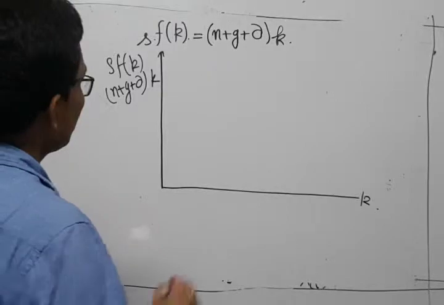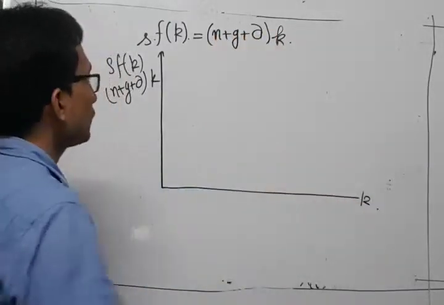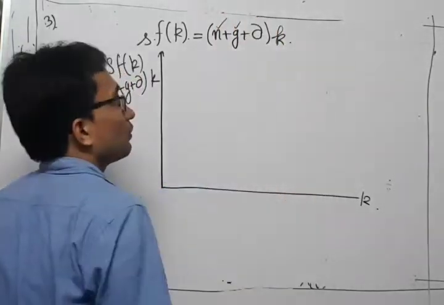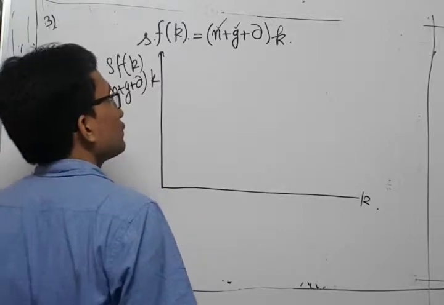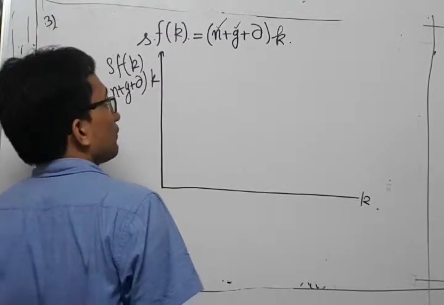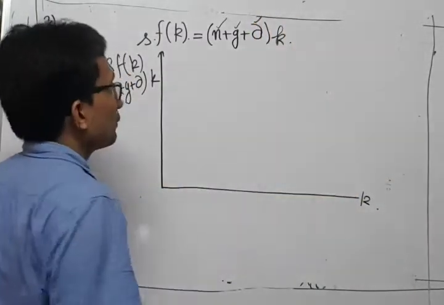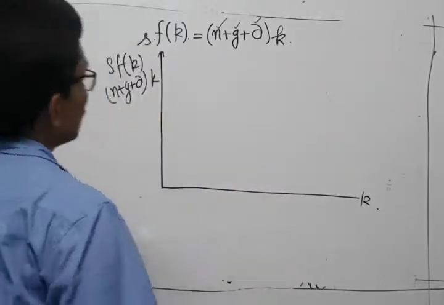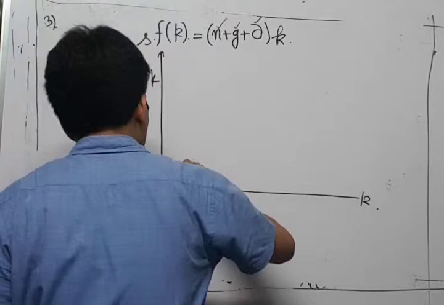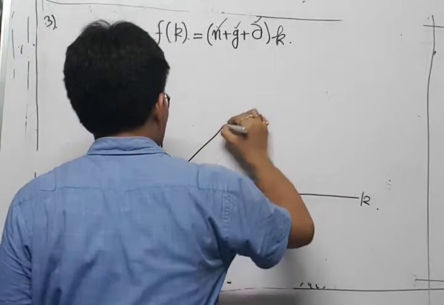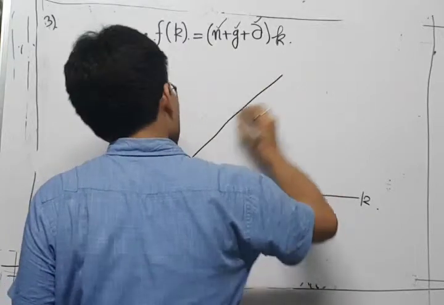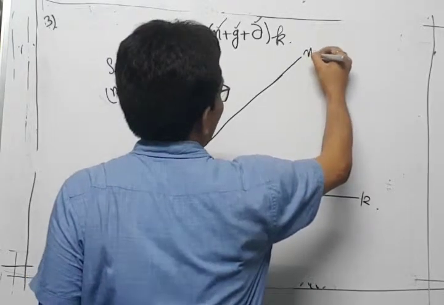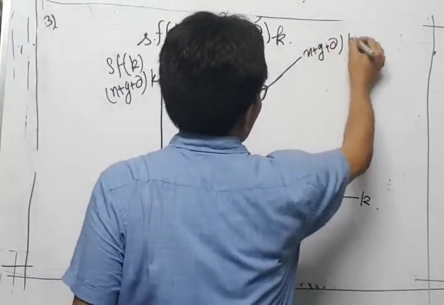In the Solow growth model, n is nothing but the rate of growth of labor, g is nothing but the rate of growth of knowledge accumulation. So n plus g stands for the rate of growth of effective labor, and delta is nothing but the depreciation of the capital. This is taken as fixed or given in an economy under the Solow growth model. So the graph of this break-even investment will be a straight line with a slope n plus g plus delta. So this is the break-even investment line, that is (n plus g plus delta) k.